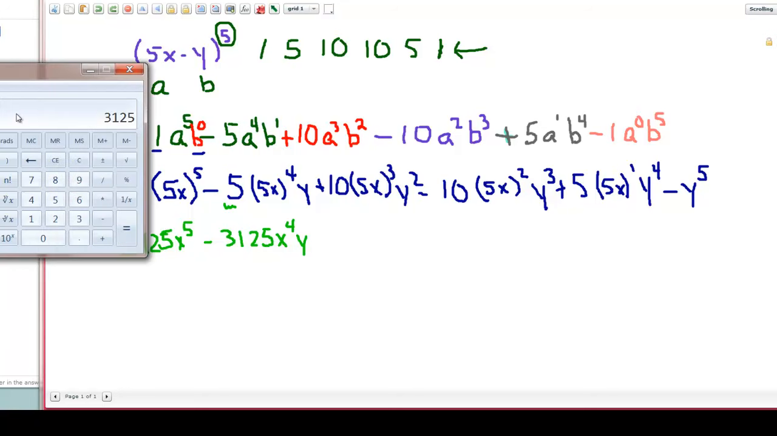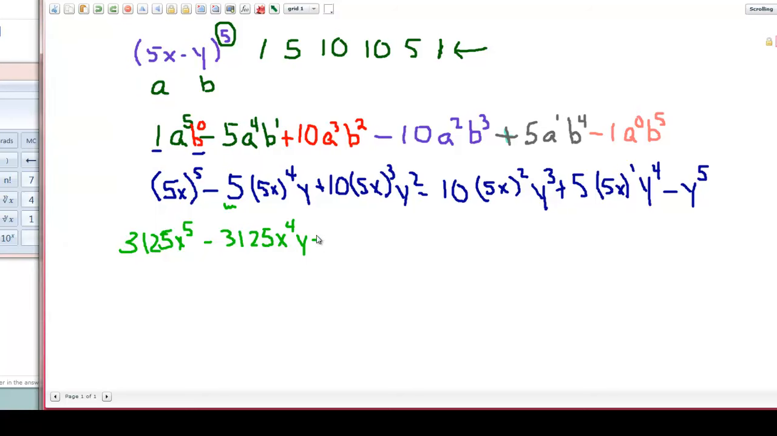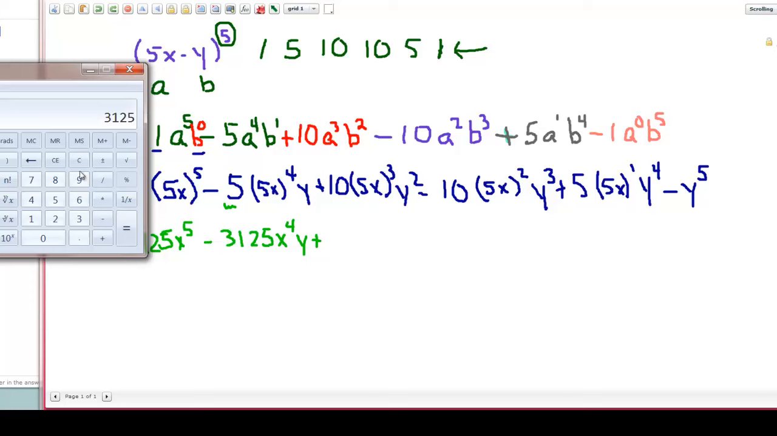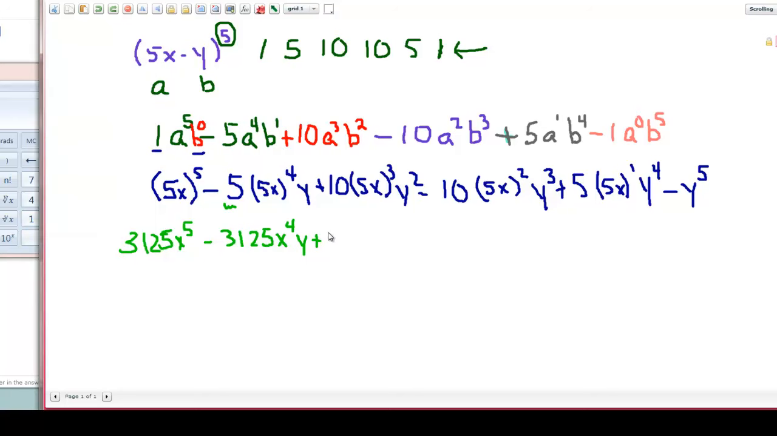All right, let's keep trucking along here. So over here, the next one, we have plus 5 to the 3rd power times 10. Okay, so 5 to the 3rd power times 10. So 1250. 1250 x to the 3rd, y to the 2nd.